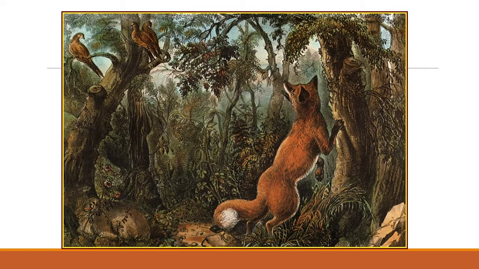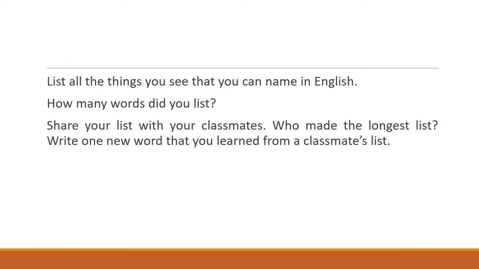You can pause the video right now and make a list. List all the things you see that you can name in English. How many words did you list? Share your list with your classmates. Who made the longest list? Write one new word that you learned from a classmate's list. Now, this you could have done in class, but even without that, you can do the list by yourself.